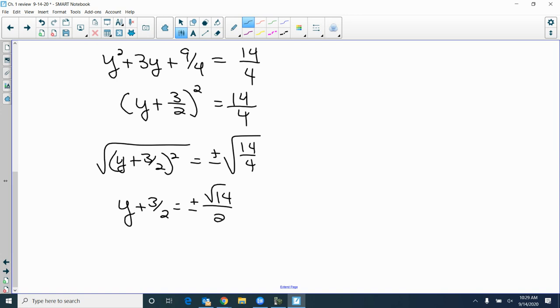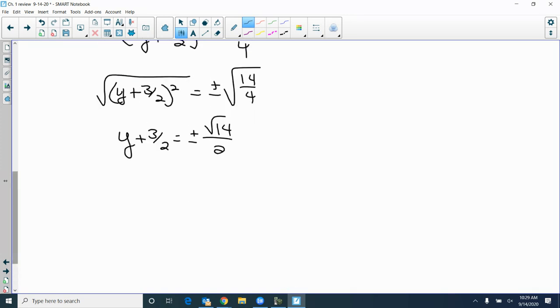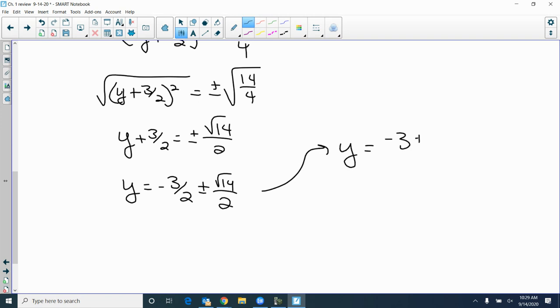And now move the 3 halves over, and I get y equals negative 3 halves plus or minus square root of 14 over 2. This is fine. You can leave it like that. You do not need to make it one fraction. If you do, that's okay as well. If you want to leave this, some people will say, well, what about y equals? Then that's the same thing.